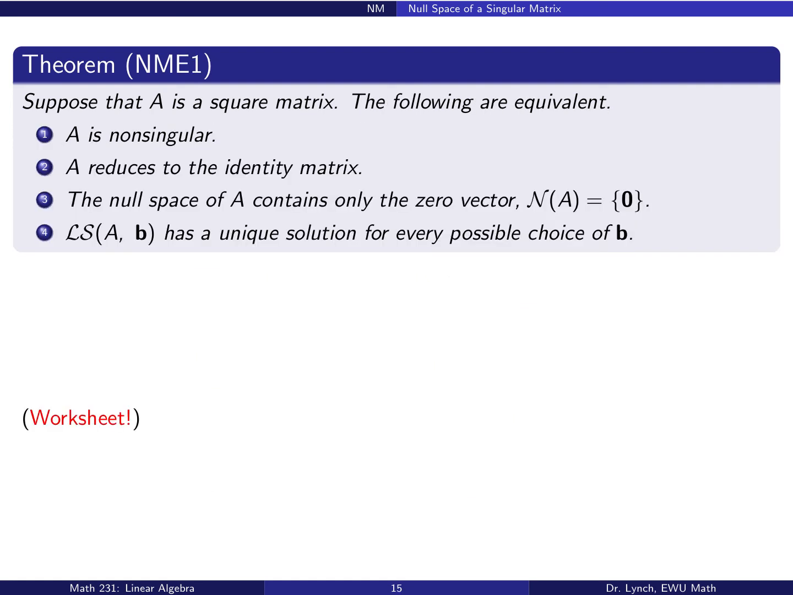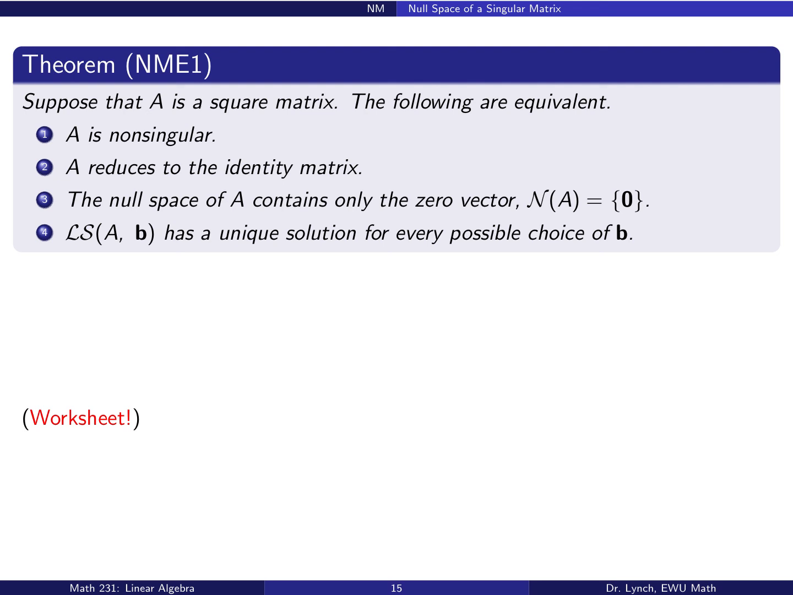Okay, so here is our first theorem. This is the non-singular matrix equivalency theorem number 1. The following are equivalent. Equivalent means truth of one implies the truth of all of the others. A non-singular is equivalent to, A reduces to the identity matrix, is equivalent to, the null space of A is only the zero vector, which is equivalent to, the linear system A comma B has a unique solution for every choice of the vector B.